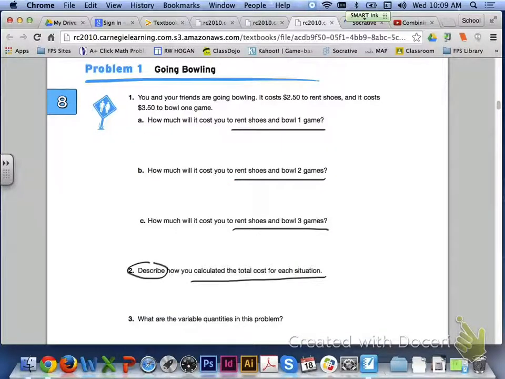Let's take a look at the problem situation for problem number 1 on page 540. It says that you and your friends are going bowling. It costs $2.50 to rent shoes, and it costs $3.50 to bowl one game. So to get started today, I want you to answer letters A, B, and C, and then number 2 says to describe how you calculated the total cost for each situation.